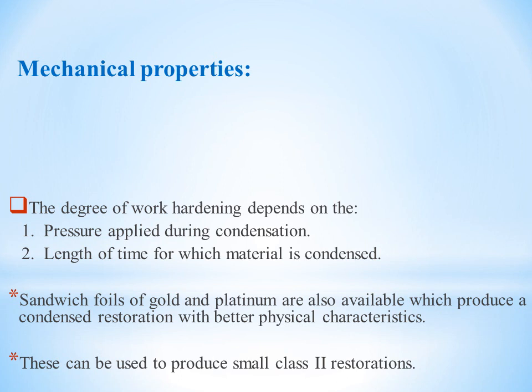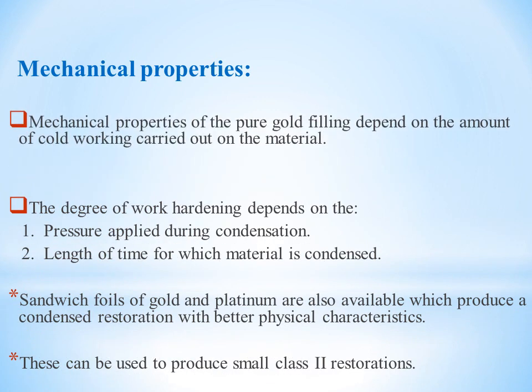So we've seen that the mechanical properties of the gold foil can be increased by cold working, and again it depends on the amount of cold working that is being carried out on the material. The degree of cold working or work hardening depends on the pressure applied during condensation. So basically when you're carrying out condensation, the amount of pressure that is applied and the length of time for which the material is condensed. Sandwich foils of gold and platinum are also available, which produce a condensed restoration with better physical characteristics. So, the advantage of platinized gold is that it can be used in the smaller class 2 restorations, which are basically stress bearing areas.